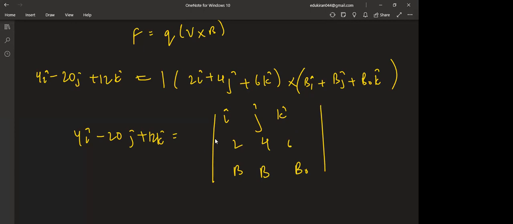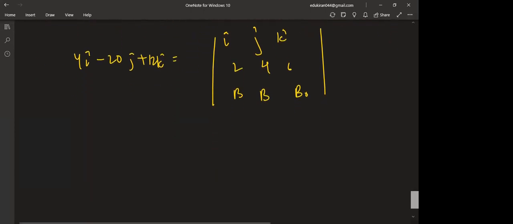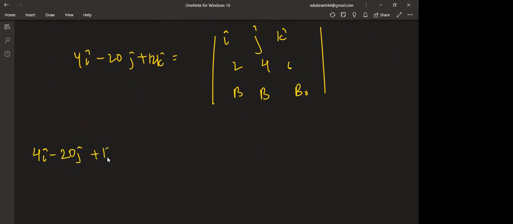This is actually equal. See, if we find it out, 4I cap minus 20J cap plus 12K cap, this is. So first we eliminate the I column and I row. I hope you know how to find the cross product using the determinant system. So what will it be? Firstly, I cap: this will be 4 into B naught minus 6 into B. Then minus J cap, eliminate the column and row of J cap. So what is left? 2 into B naught minus 6 into B.